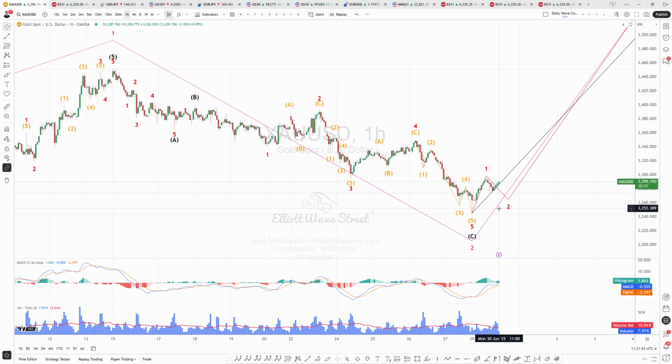So traders, this is the analysis on these markets for this week.